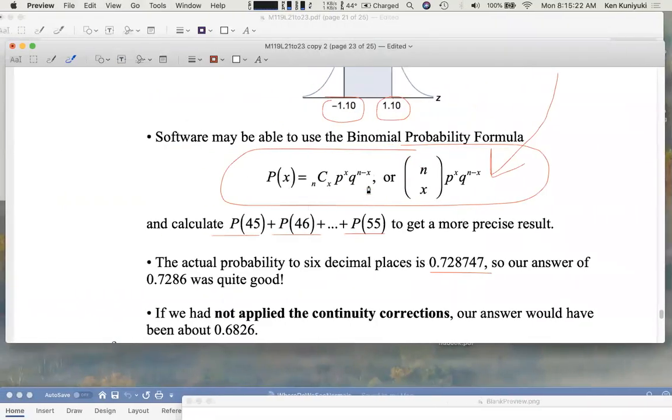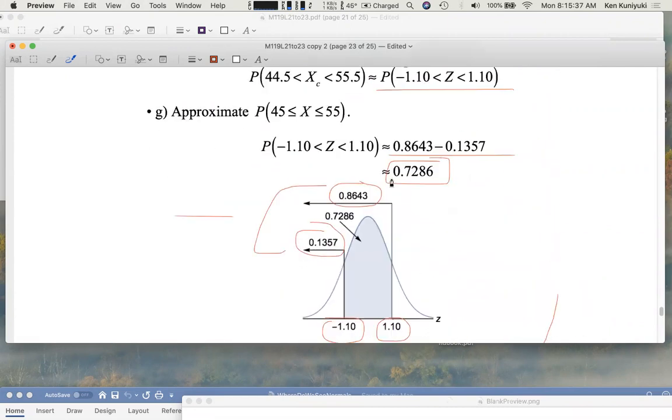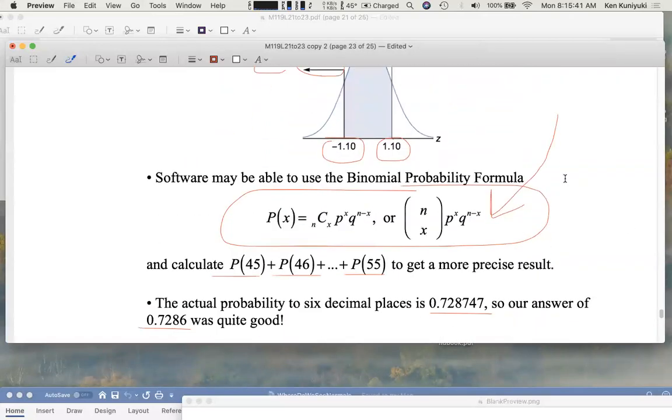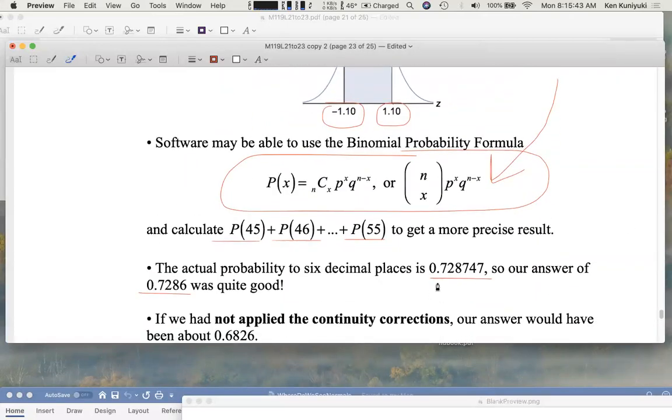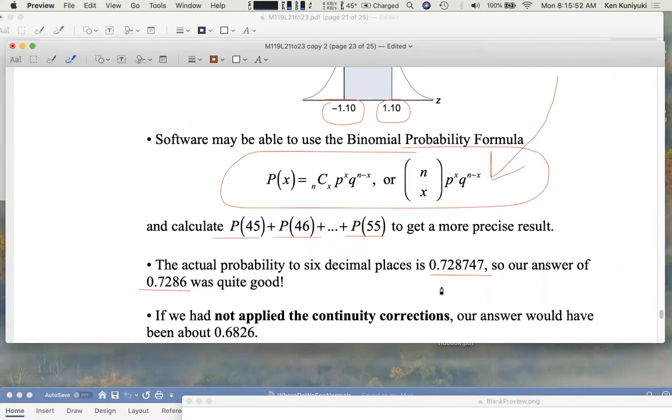This is essentially exact since we're using the binomial formula. It's the correct probability to 6 decimal places. And it's pretty darn accurate. So our answer of 0.7286 was pretty good. That was the answer that we got, even to 4 decimal places. It was 0.7286, and that was pretty good. To 4 decimal places, the quote-unquote exact answer is 0.7287, up to rounding error. So the error here is due to rounding error.